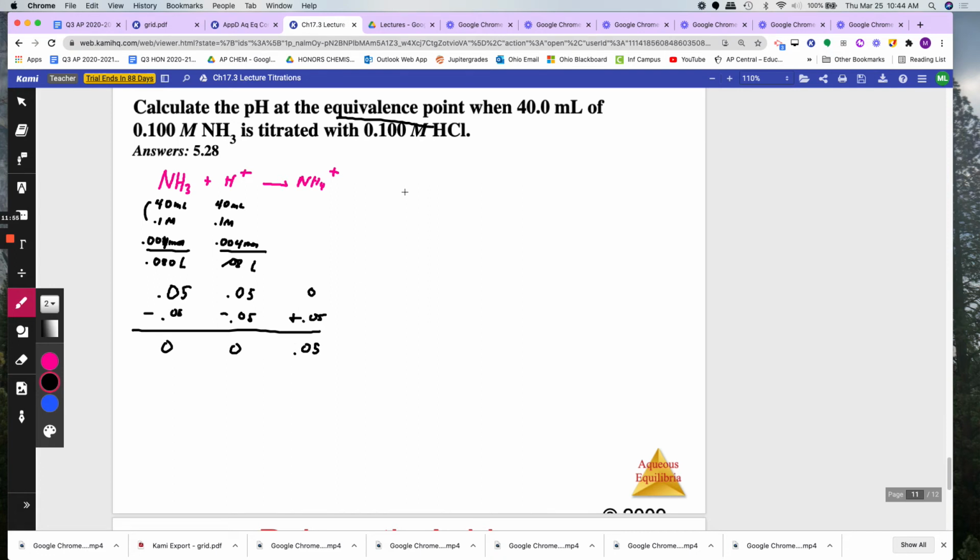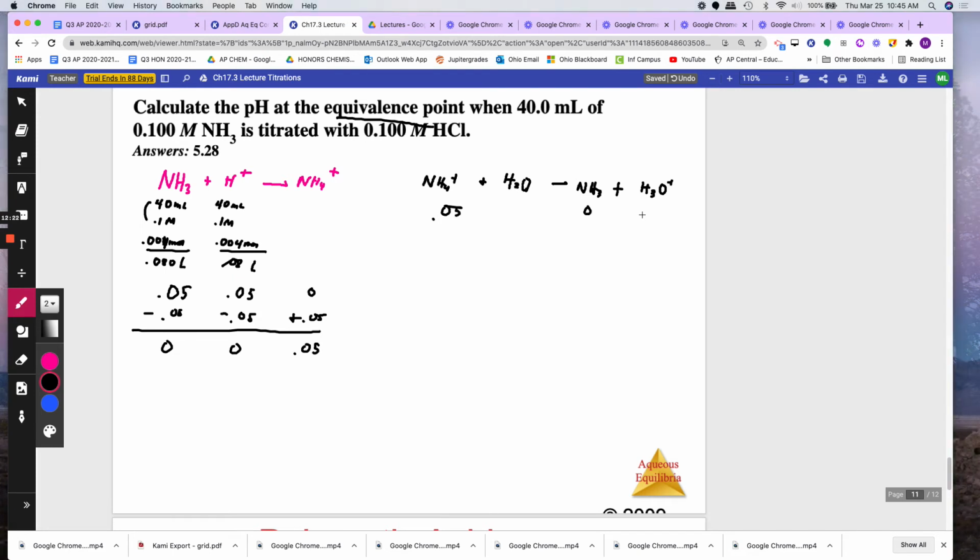Okay, so that NH4 plus will hydrolyze to make NH3 plus H3O plus. So it's going to make the solution a little bit acidic. Okay, so I'm going to do 0.05 here, 0, 0, minus x, plus x, plus x, and 0.05 minus x.